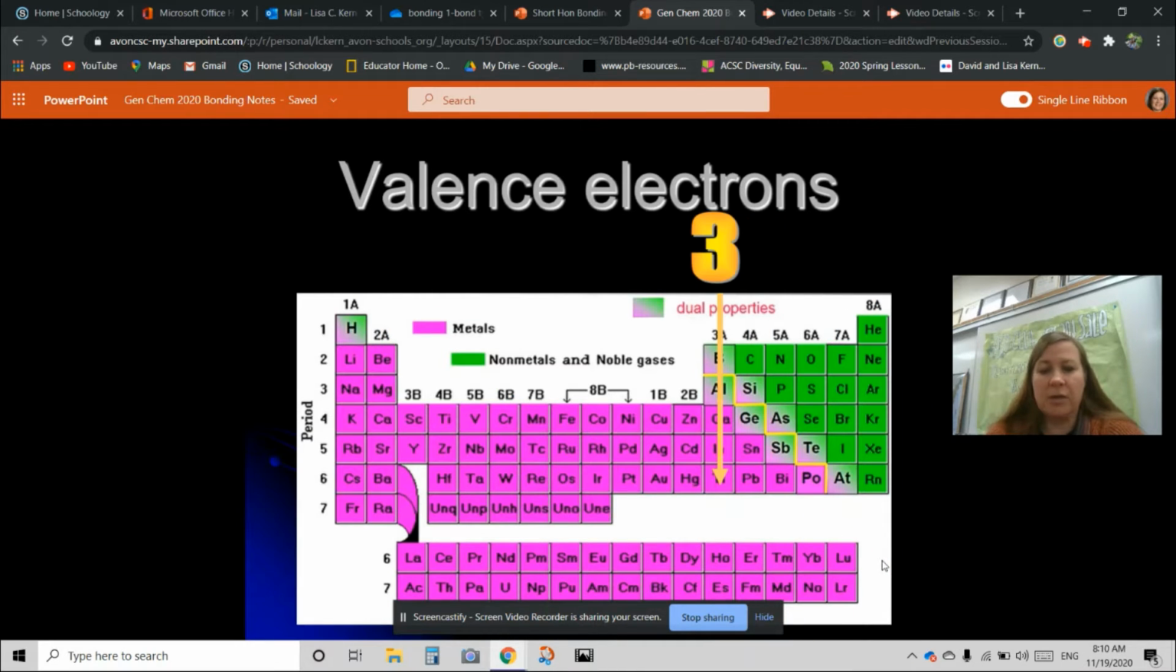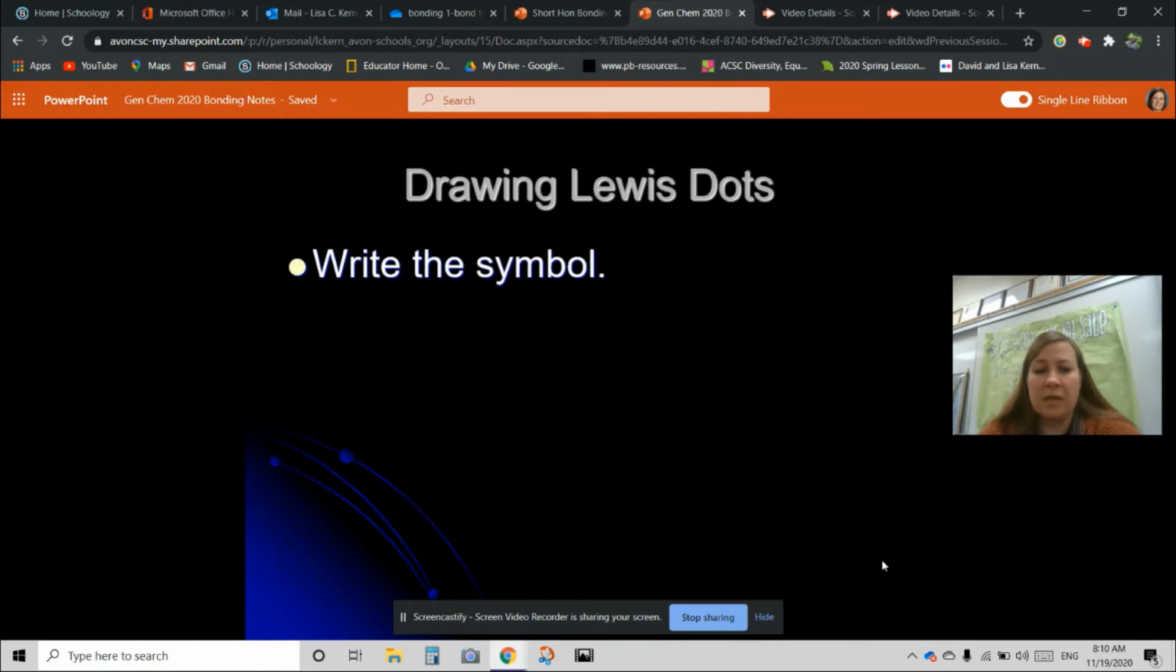Whoops, too fast. Boron's family there has 3 valence electrons. Carbon's family has 4. Nitrogen's family has 5. Oxygen's family all have 6 valence electrons. Fluorine's family, the halogens, all have 7. And the noble gases all have 8, except, of course, helium, which is the exception, and it has 2.